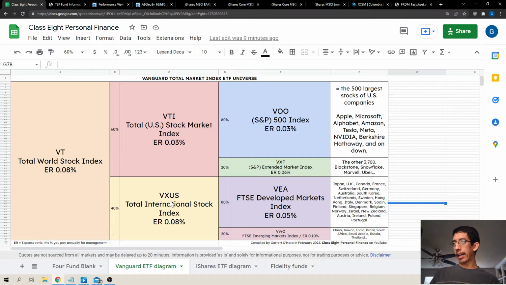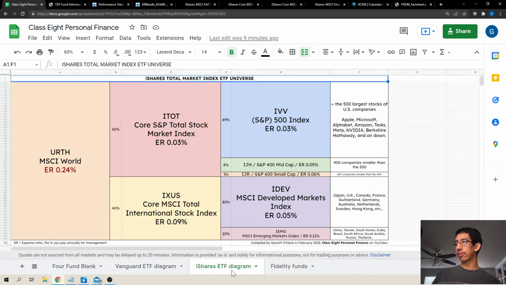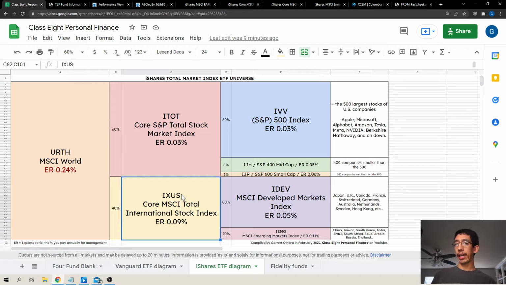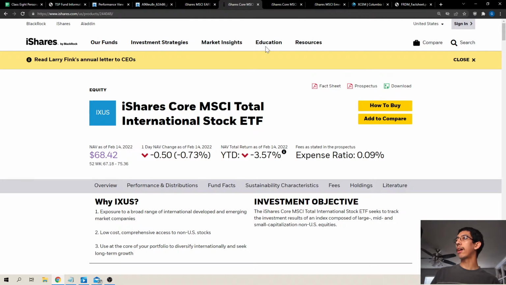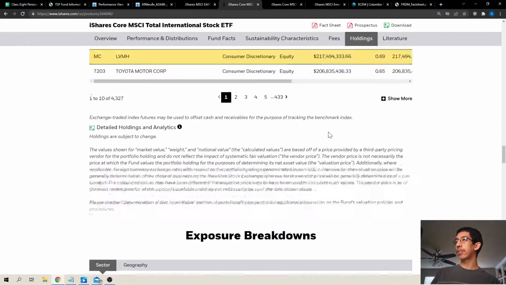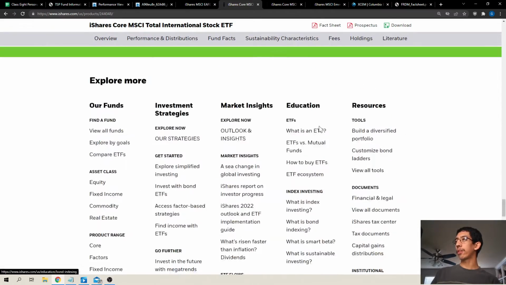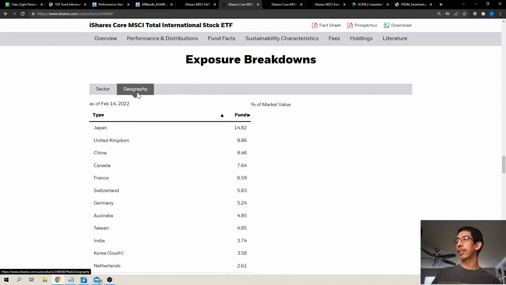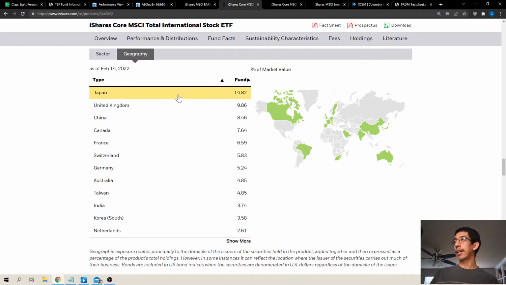Right here, I have VXUS, which is Vanguard's Total International Stock Index Fund. I also have the iShares diagram here. They have a fund called IXUS, that's a ticker symbol anyway, and it's the Core MSCI Total International Stock Index. If you look at, make sure I click the right one, this is the one. It's got a nice expense ratio of 0.09, and it has all of the nice developed and emerging markets countries within its portfolio. I totally skipped over it because I didn't click the geography before I started the video. And so you'll see it has Japan at 15%, United Kingdom at 10%, China at 8.5%, and so on.